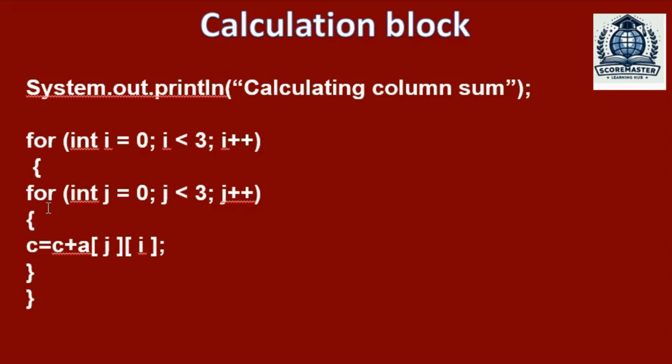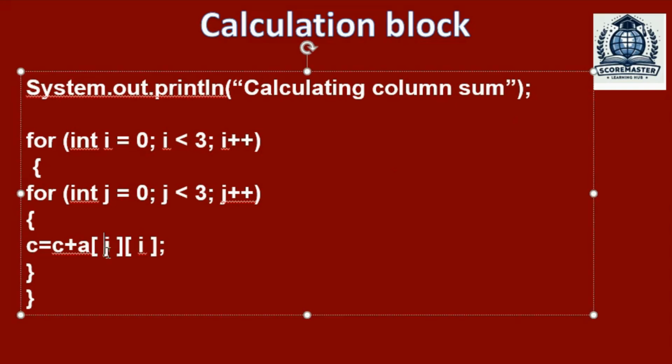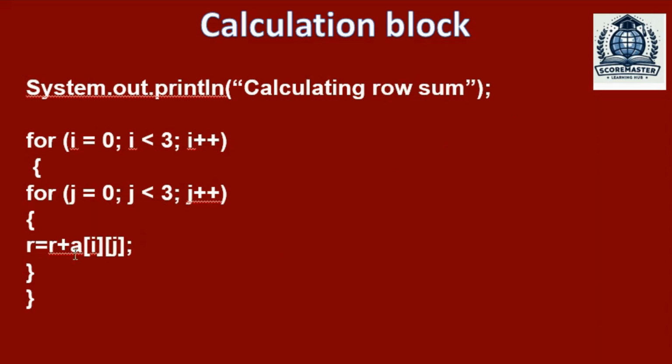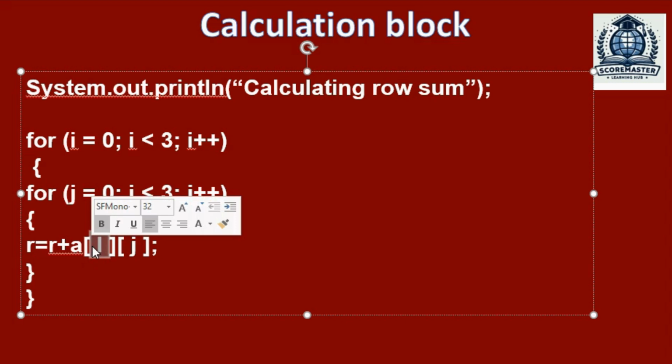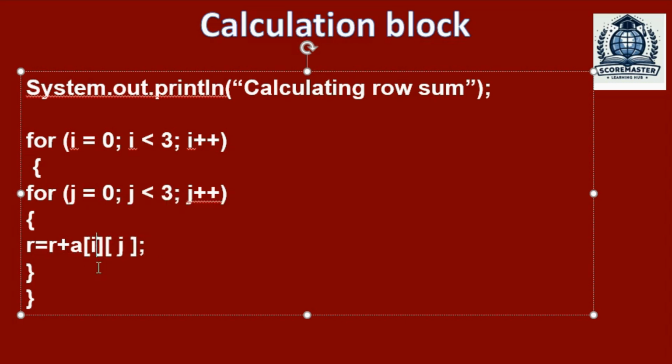The next block will say how to calculate the column. Always, I have told you, row represents i and column represents j. So if I have to do the calculation for column addition, column is equal to column plus a of j i. Only this change you have to make. Row is a of i j. You have to understand that row is equal to a of i j, whereas column is equal to a of j i. So that is what you have to understand here, row and the column addition.